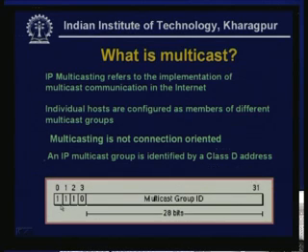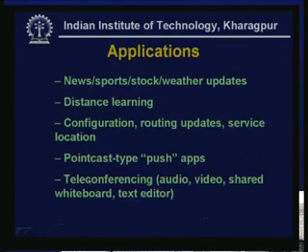The class D address is seen in this fashion: the beginning 4 bits are 1110. So, the initial value is 224 point something, and then these 28 bits. I will come to something about these 28 bits later on, but this is how, by looking at an address, you can see that this is a multicast address.